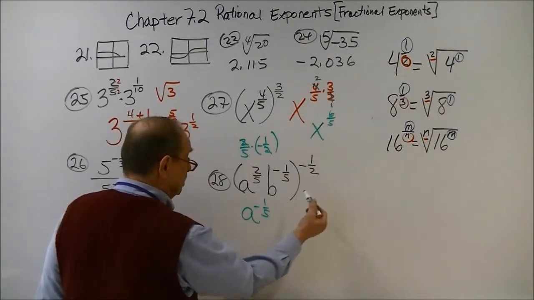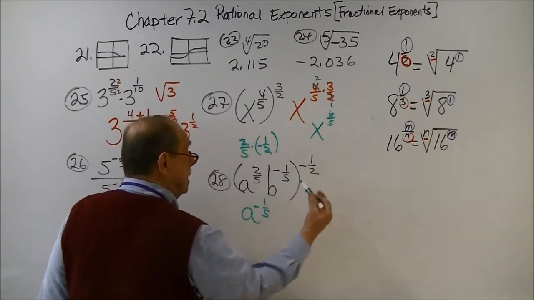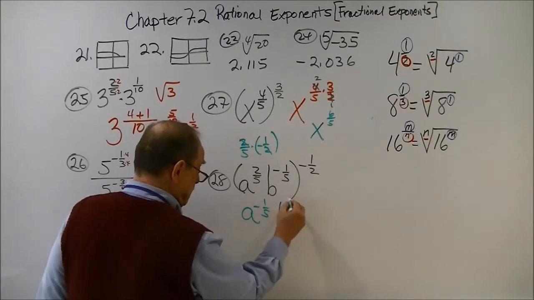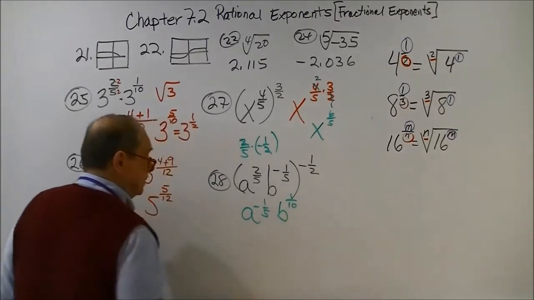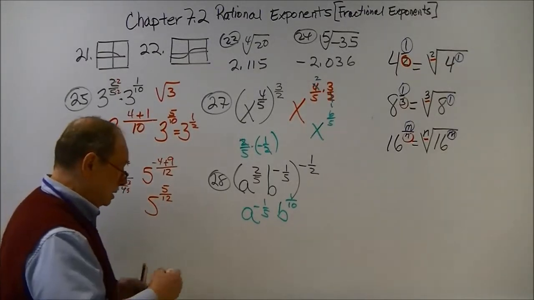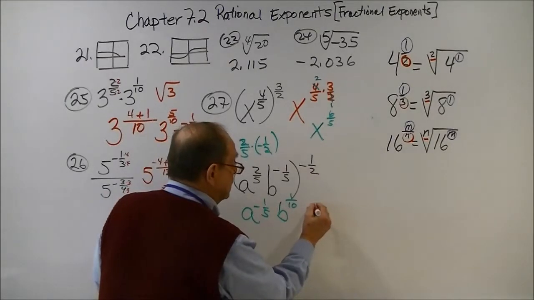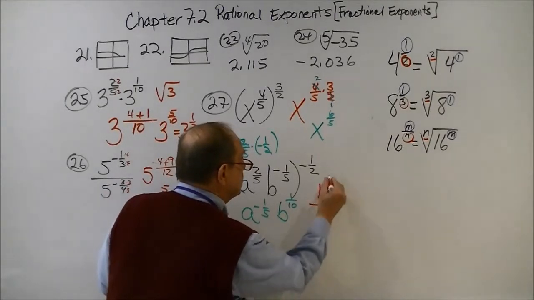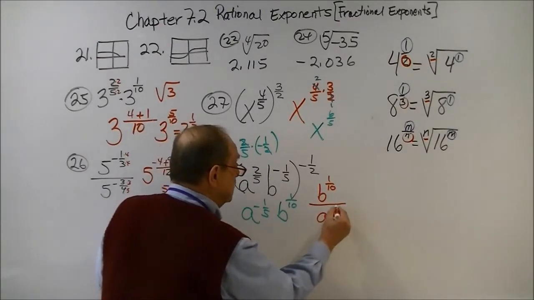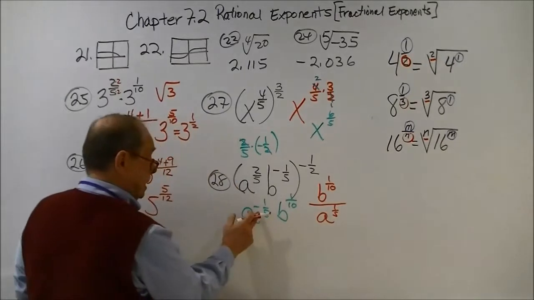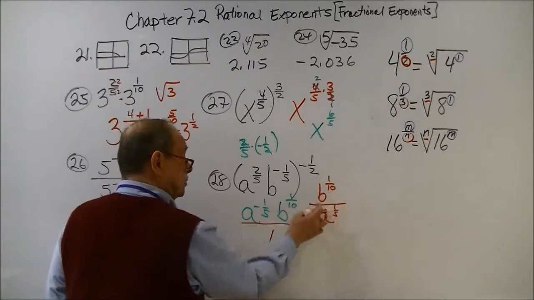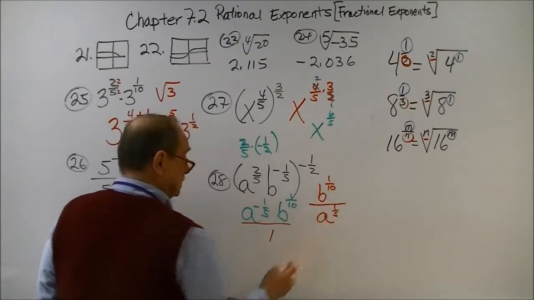Now here, the rules apply. Negative times negative make a positive. And this becomes b to the 1/10. Now to put this in its correct form, in the numerator we're going to have b to the 1/10. And in our denominator we're going to have a to the 1/5. Because in the numerator here, this is a negative. We bring it across the division bar and the sign changes.